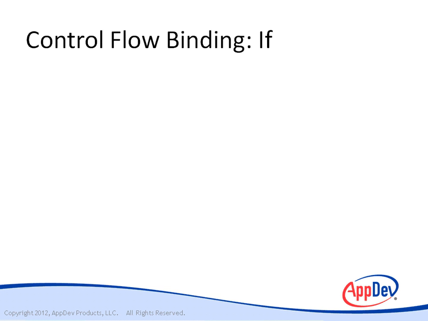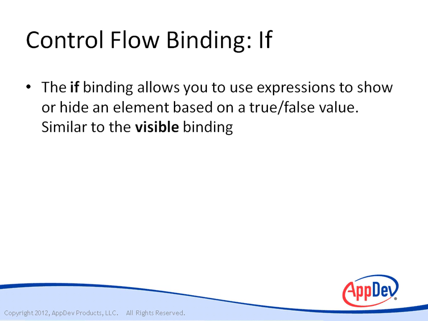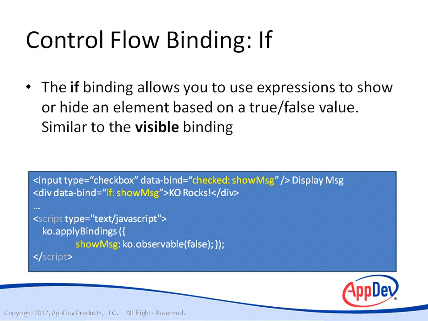The next control flow binding that we're going to look at is the if binding. The if binding allows you to use expressions to show or hide an element based on a true-false value, similar to the visible binding. Here's an example. We have an input type checkbox that has a data-bind of checked for showMessage variable. And what that does is when you click the checkbox and it's checked, it will actually turn to true. If not, it's going to be false.